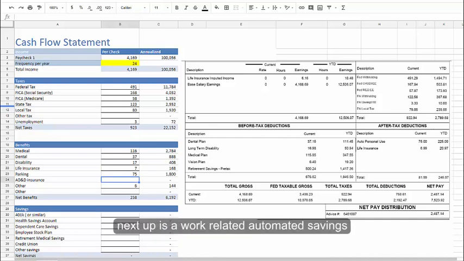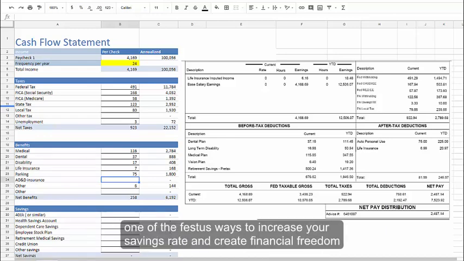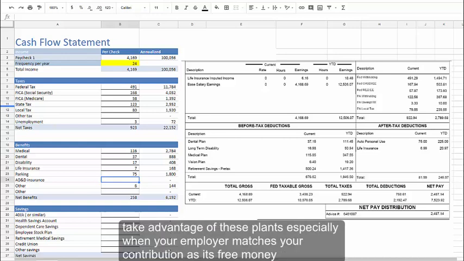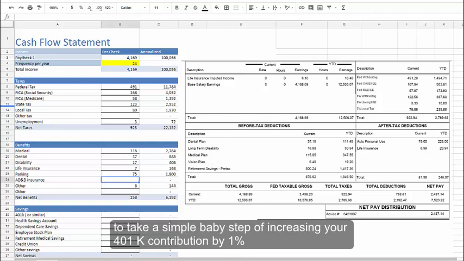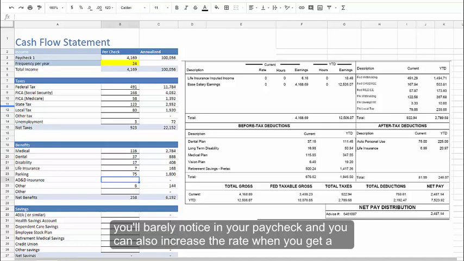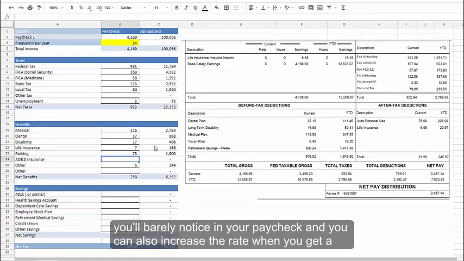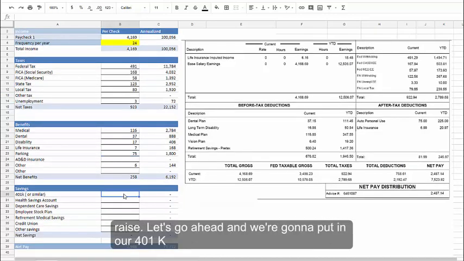Next up is our work-related automated savings. One of the fastest ways to increase your savings rate and create financial freedom. Take advantage of these plans, especially when your employer matches your contribution, as it's free money. A simple way to increase your savings rate is to take a simple baby step of increasing your 401k contribution by 1%. You'll barely notice it in your paycheck, and you can also increase the rate when you get a raise. So let's go ahead and we're going to put in our 401k.